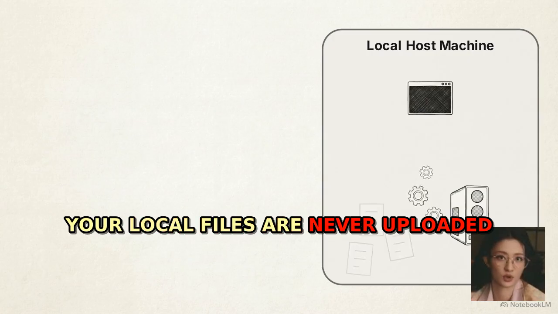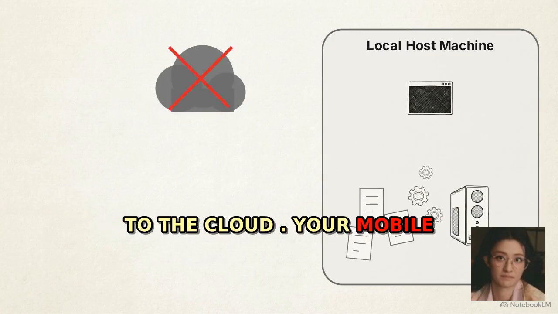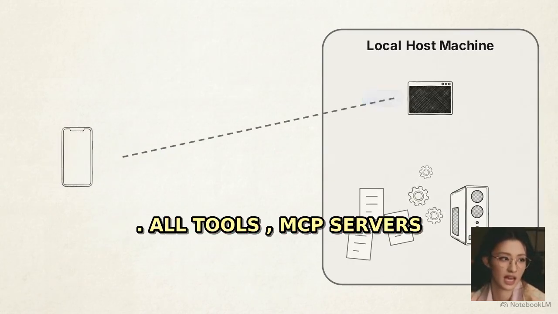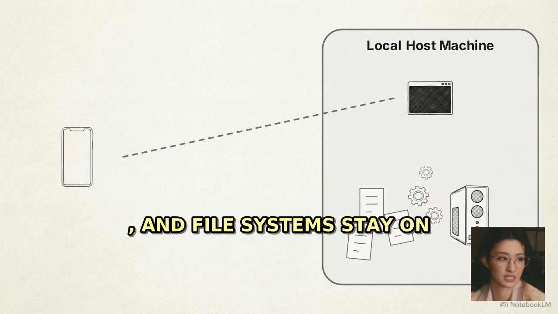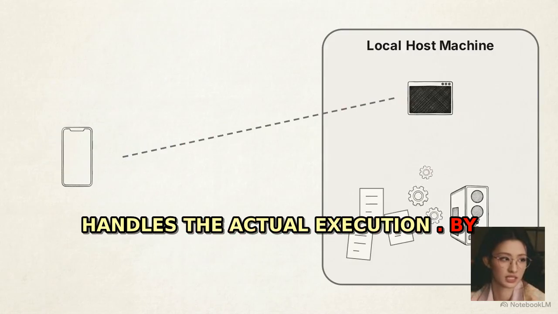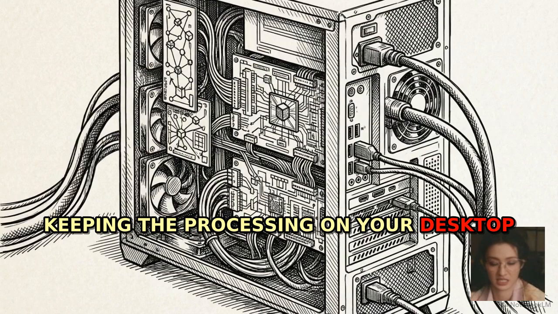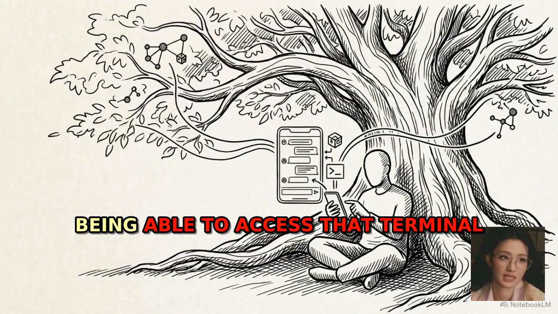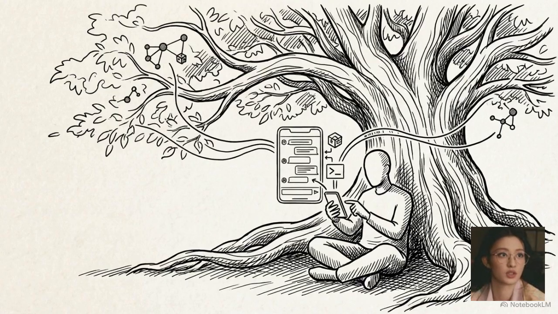Your local files are never uploaded to the cloud. Your mobile device acts as a remote terminal. All tools, MCP servers, and file systems stay on your local host machine, which handles the actual execution. By keeping the processing on your desktop, you maintain the security and power of a local setup while being able to access that terminal from any location.